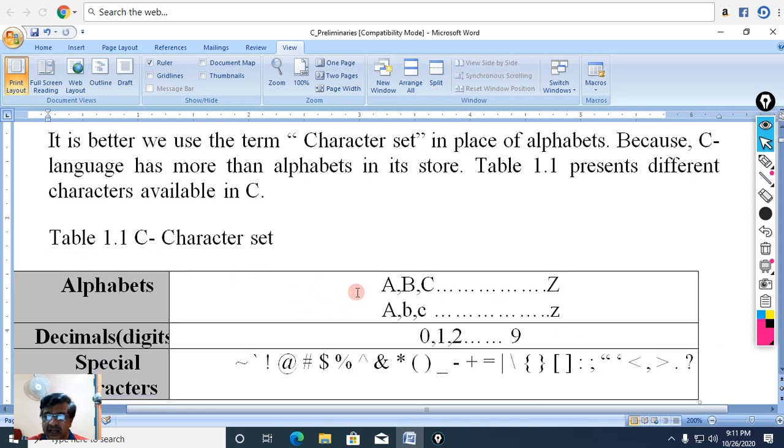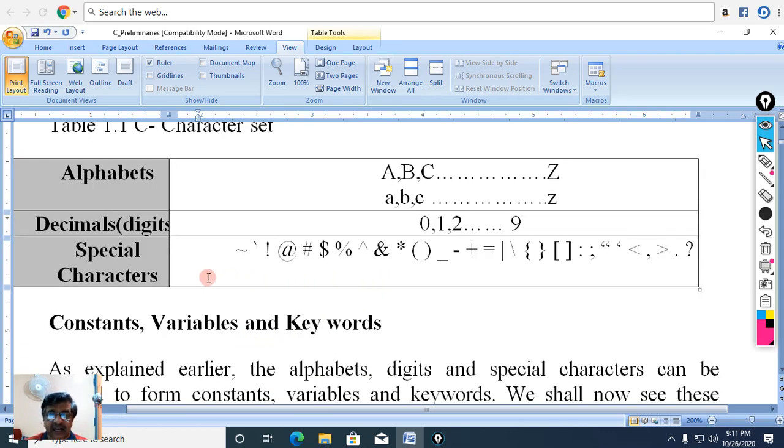Once again, capital letters A to Z, small letters a to z, decimals 0 to 9, and special characters. All of them would amount to 256 characters. Some of them are printable, some of them are non-printable, some of them are graphic, and some of them are non-graphic. Some of them can be directly used in the program, and some of them cannot. And the appropriate ASCII values are also mentioned.